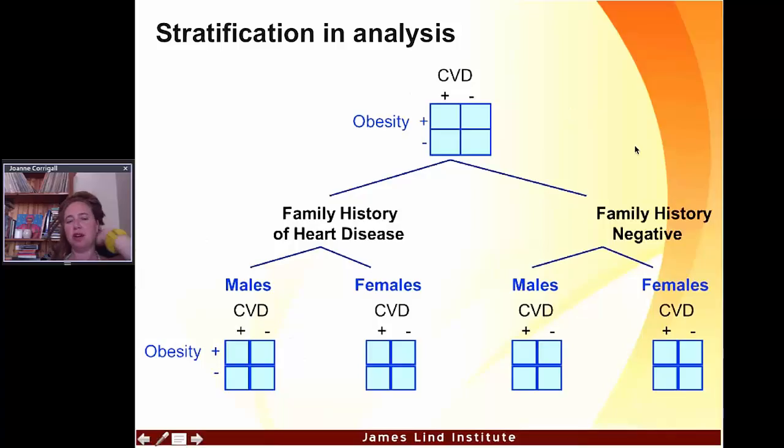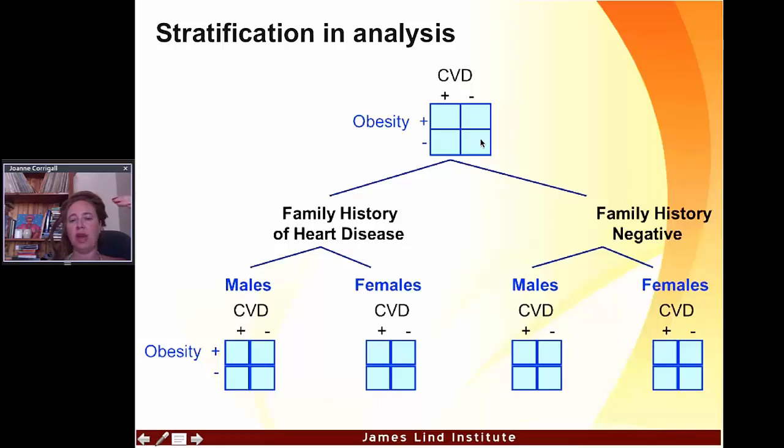Let's take this example where we maybe want to look at the association between obesity and cardiovascular disease. But it's quite likely that people have a family history of heart disease, which can influence whether or not they develop cardiovascular disease, as we know, and it's also going to influence whether or not they're obese. So we need to find some way of separating out the people who have this history from those who don't, so that we can see the effect of obesity on cardiovascular disease when we remove this confounder. Similarly, there are also going to be independent associations with gender. The relationship of men and women to both obesity and cardiovascular disease is going to differ.